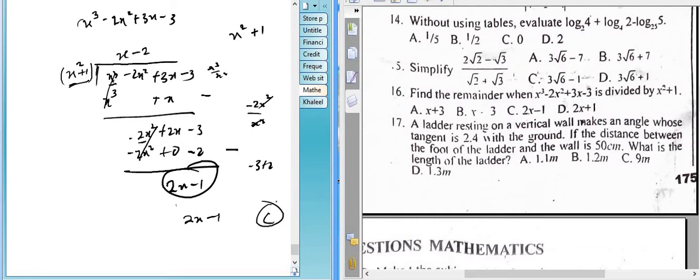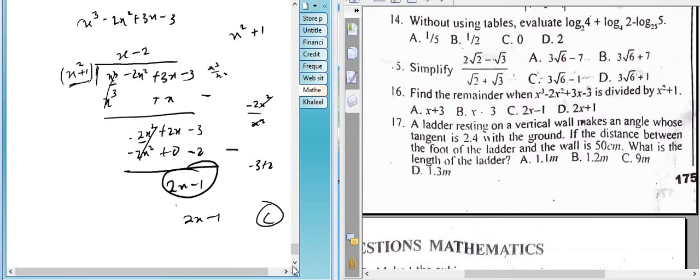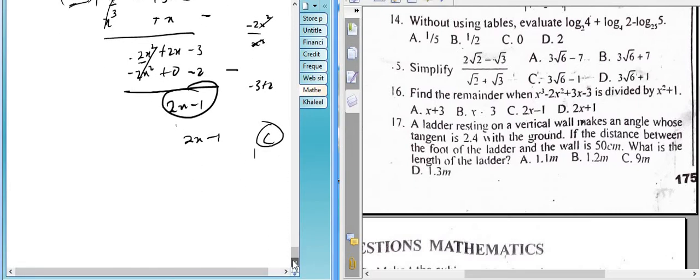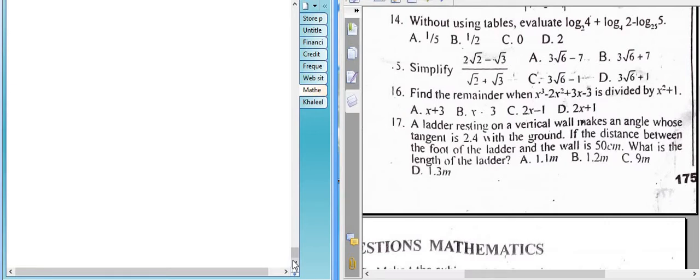Okay, so going to question 17. Question 17 is given as: a ladder resting on a vertical wall makes an angle whose tangent is 2.4 with the ground. If the distance between the foot of the ladder and the wall is 50 centimeters, what is the length of the ladder?